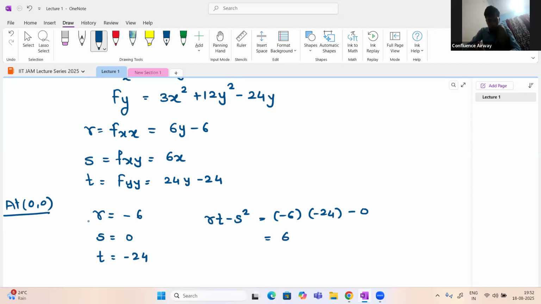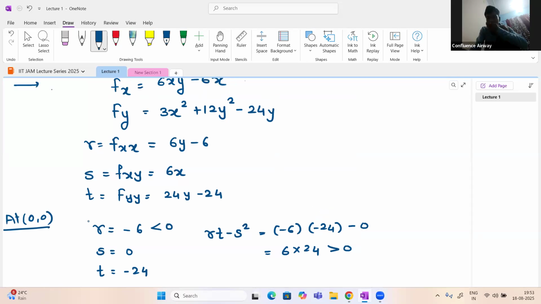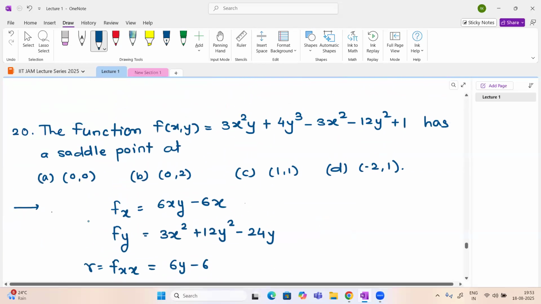Yes. So 6 into 24, that means definitely greater than or equal to 0, positive. So is it a saddle point? No. R is negative and RT minus S square is positive, so it's a point of maxima. Exactly. Okay, but we are interested in saddle points. So that means the first option is not a correct option. Will you try for the remaining options?